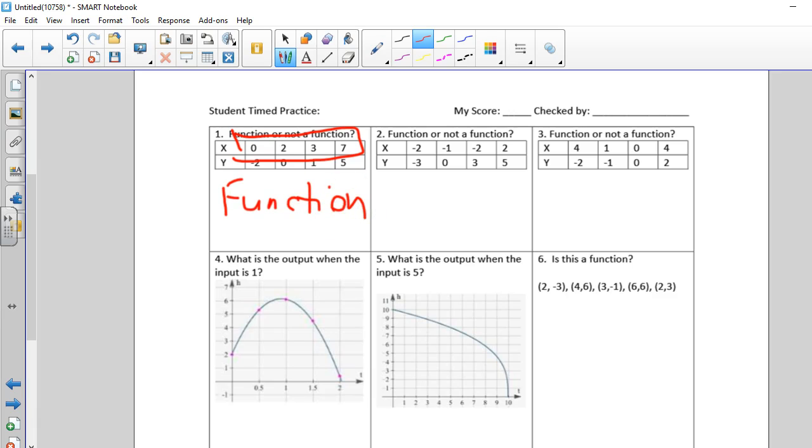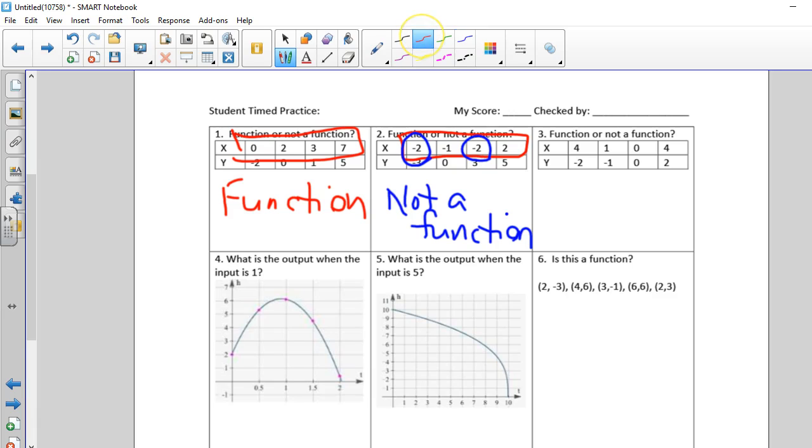Number 2, ask the same question. Is it a function or not a function? Look at your input values. What do you see? Uh-oh. I see that we have -2 twice. Can't have that. So this one is not a function because x was not unique.